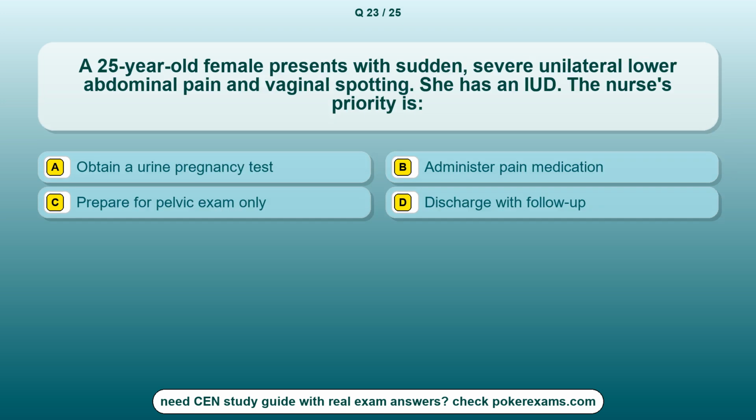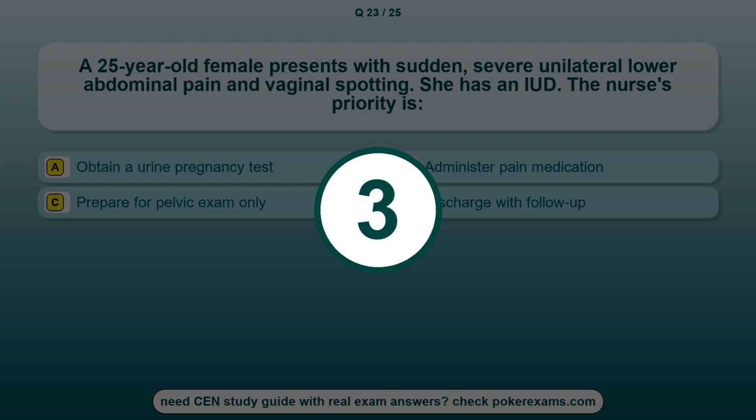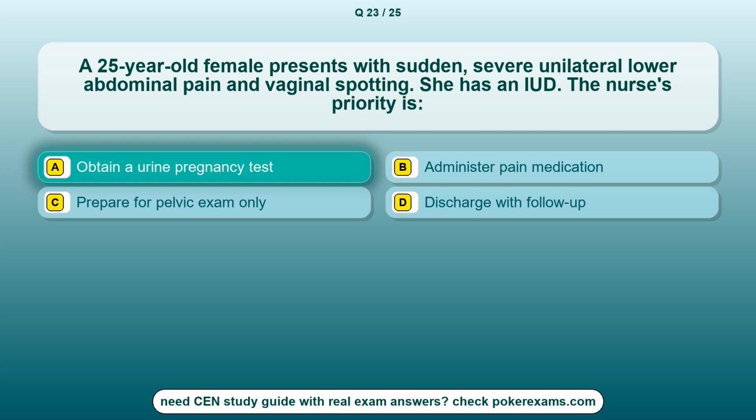Question 23. A 25-year-old female presents with sudden, severe unilateral lower abdominal pain and vaginal spotting. She has an IUD. The nurse's priority is option A, obtain a urine pregnancy test, option B, administer pain medication, option C, prepare for pelvic exam only, option D, discharge with follow-up. The correct answer is option A, obtain a urine pregnancy test.